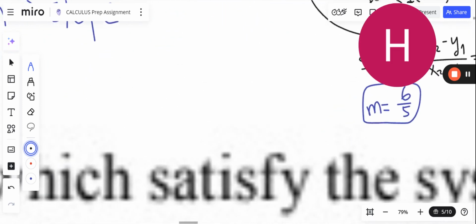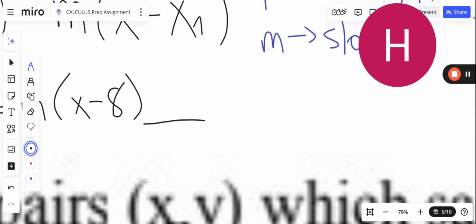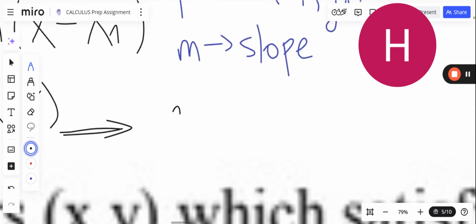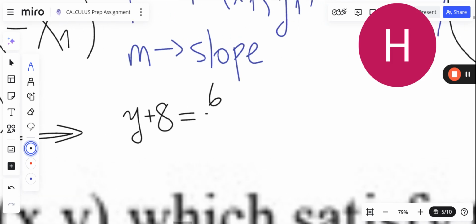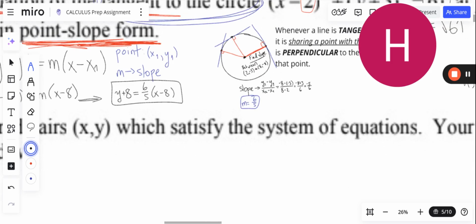And then we can go to our equation, make this look nicer. This is going to become y plus 8 equals positive 6 over 5, x minus 8. And that is the equation of our line. Right on. Let's get moving.